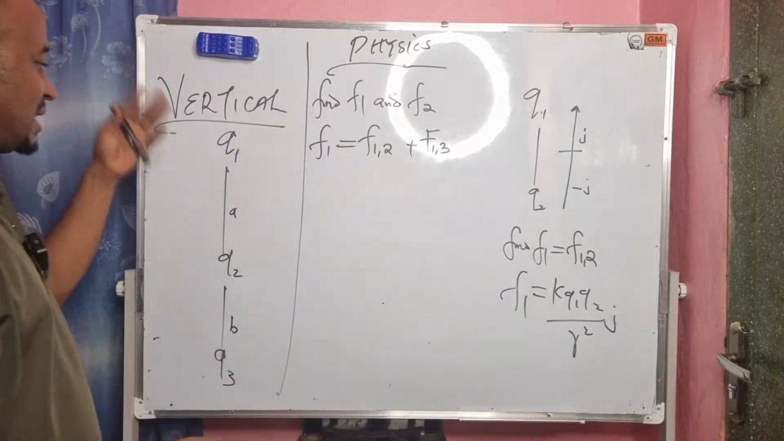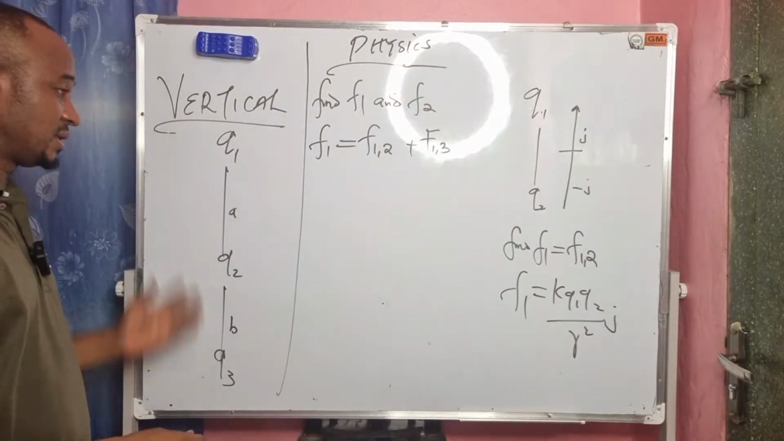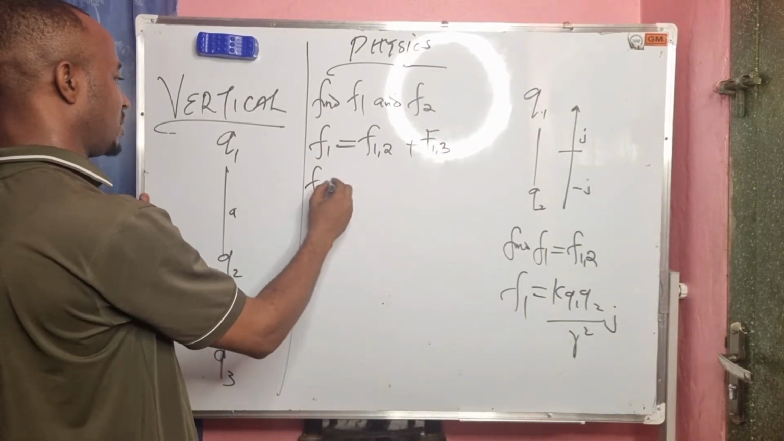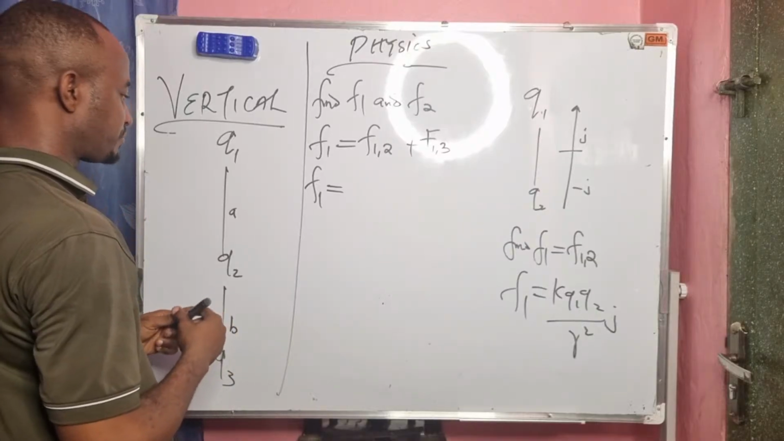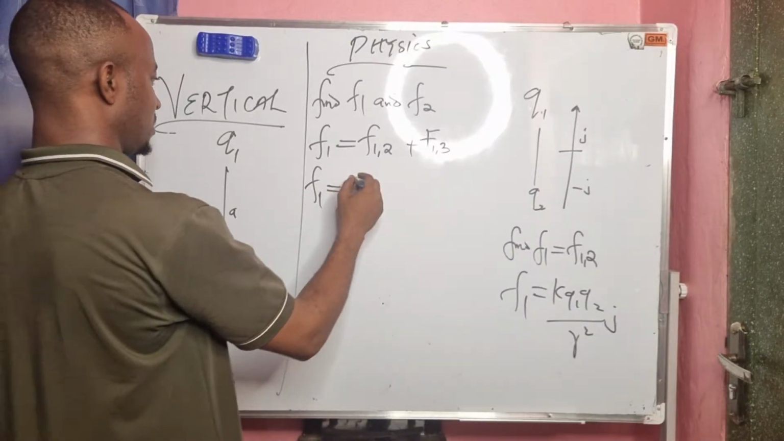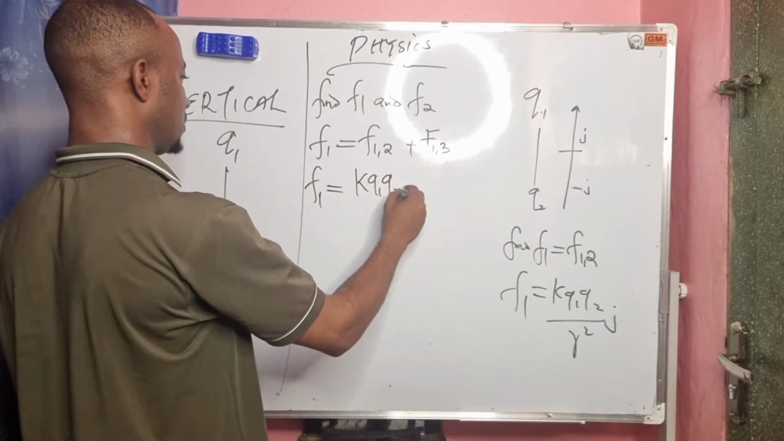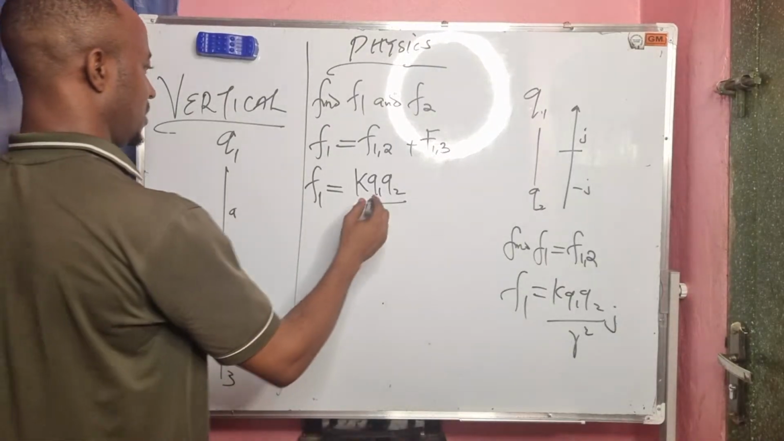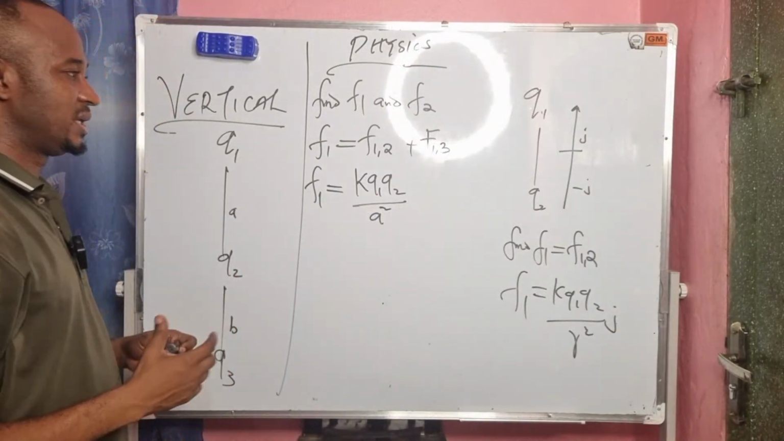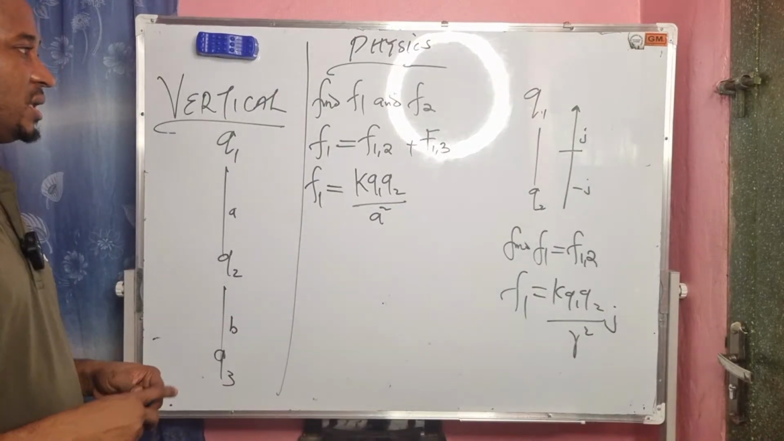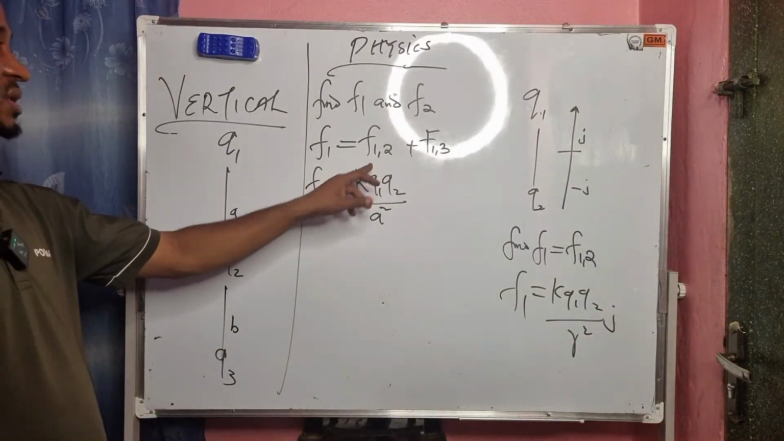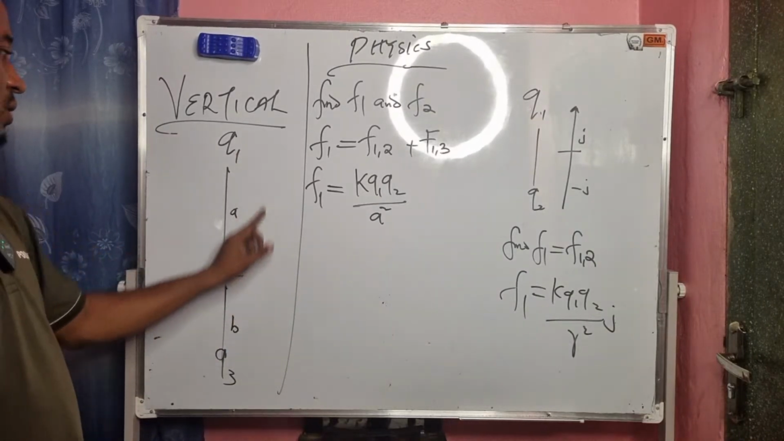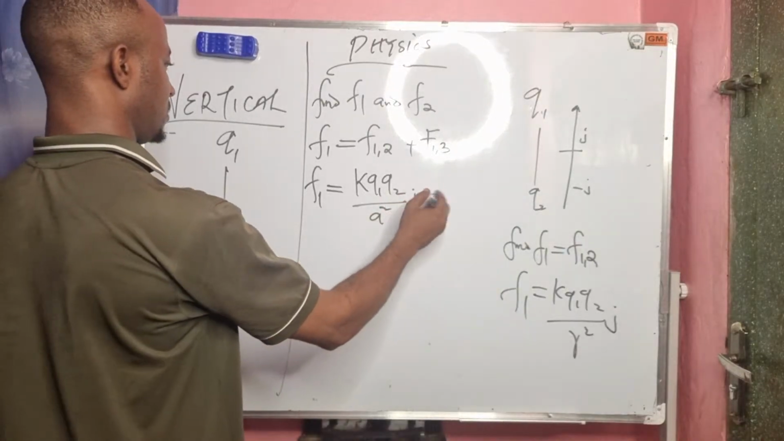Okay, so I just have to bring this out for you guys to take notes. You can also have vertical between two charges, not just between three charges. So let's define this. Our F1 becomes F1,2 plus F1,3. F1,2 will give us K Q1 Q2 over the distance between charge 1 and charge 2, which is A, so A squared. The direction of action is from charge 2 to charge 1, which is upward, positive J.